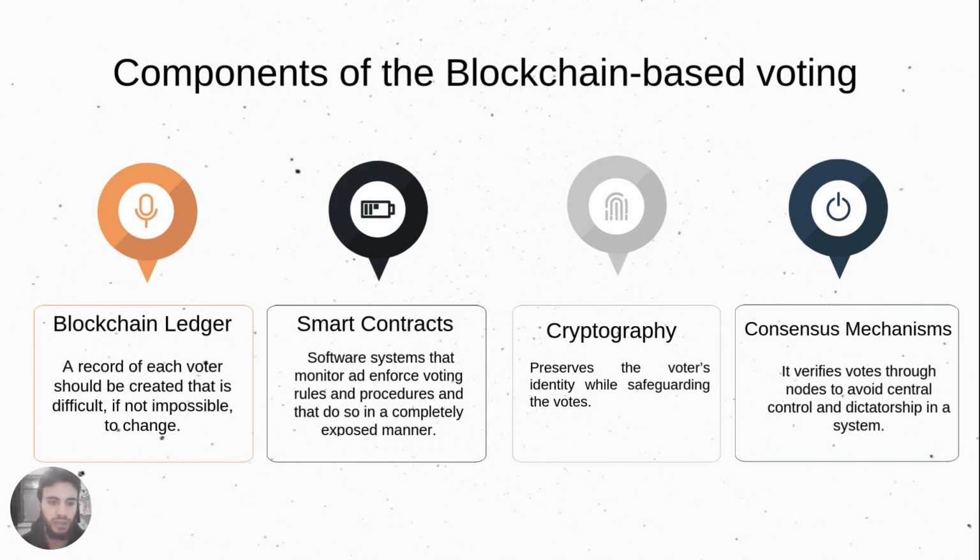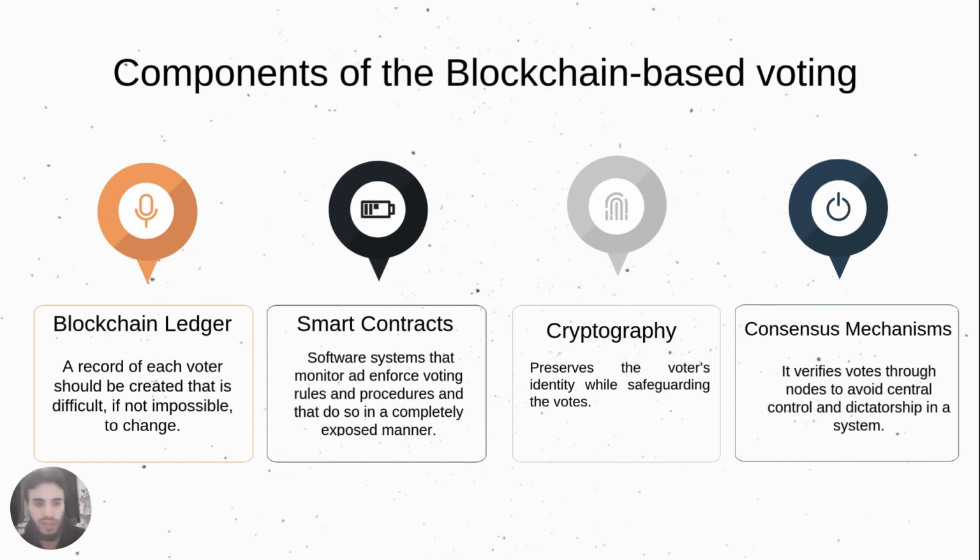Actually, here we're going to talk about the blockchain ledger, which acts as a secure, tamper-proof record of all votes. This ensures transparency and auditability by recording each vote as a unique, immutable transaction. Also, voters can verify their votes without revealing their identity. This is anonymous, and we all want this, and I think it's a positive sign of this technology.